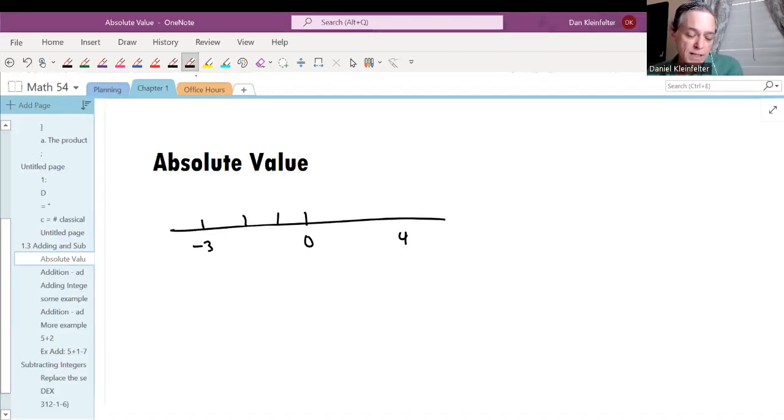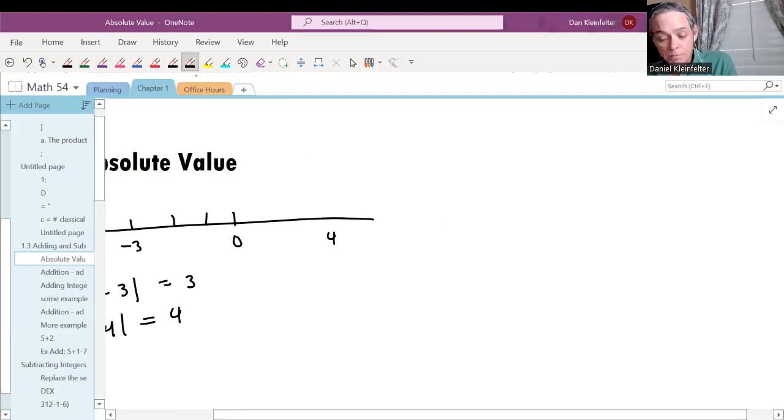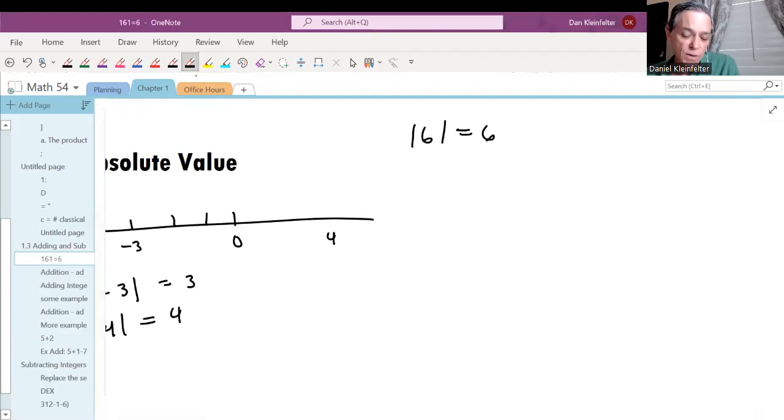So how you would express this is through a pair of vertical bars. We could write vertical bars with a -3 inside, and the answer or value of that is going to be +3. That expresses the fact that -3 is 3 units away from 0 on the number line. 4 is 4 units away from 0 on the number line. A couple of other examples. If you wanted to know, well, how far is 6 from 0 on the number line? It's 6 units away. -116 is 116 units away.